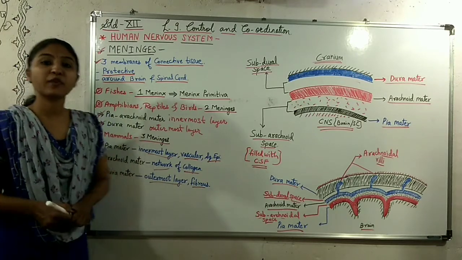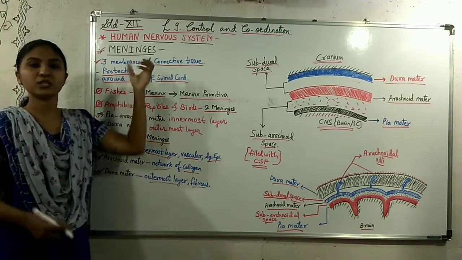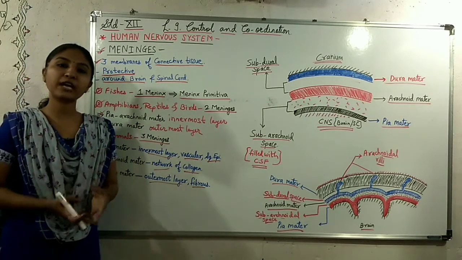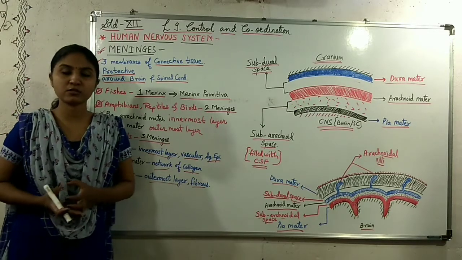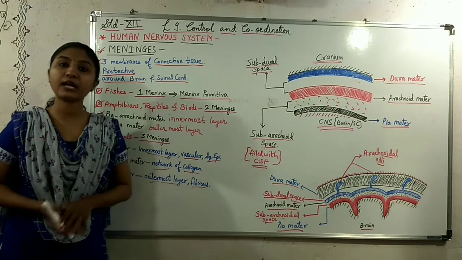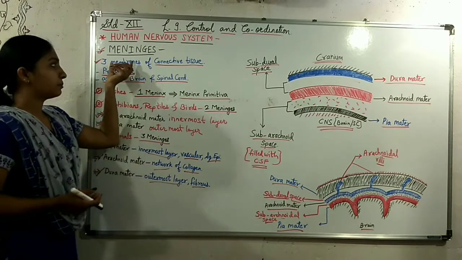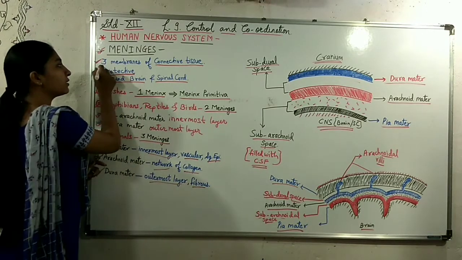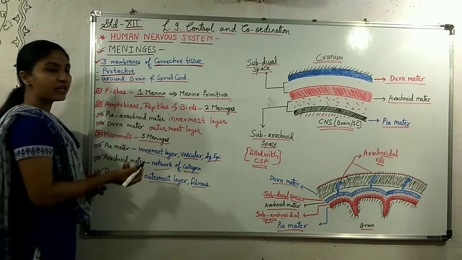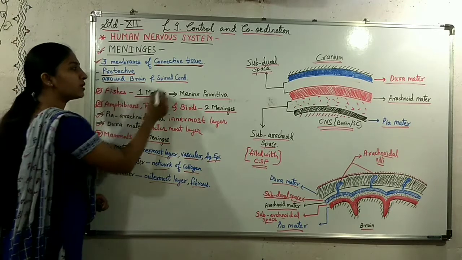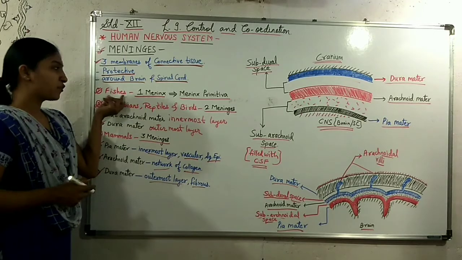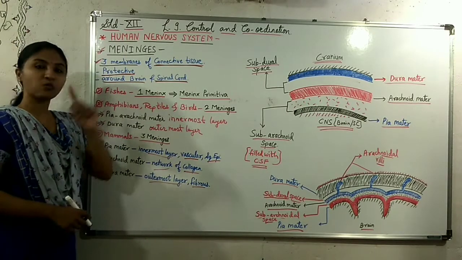So in this part we are going to discuss meninges. As I told you in the previous part, meninges are the protective layers which cover the organs of the central nervous system, that is brain and spinal cord. So meninges are three membranes of connective tissue, protective in nature, around the brain and spinal cord.